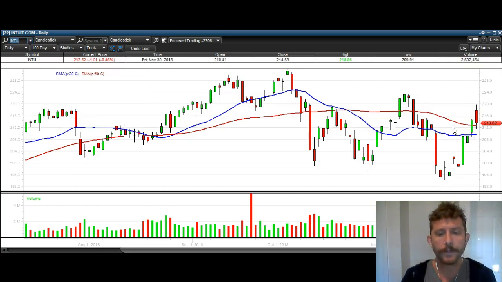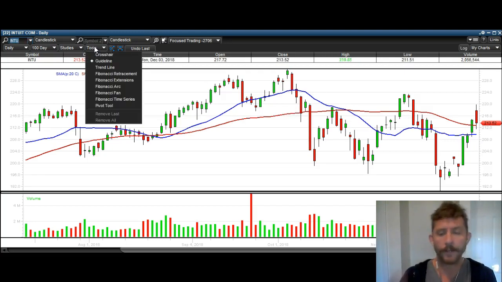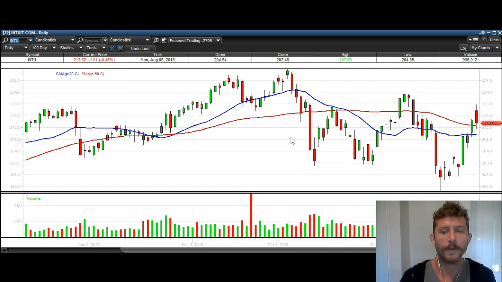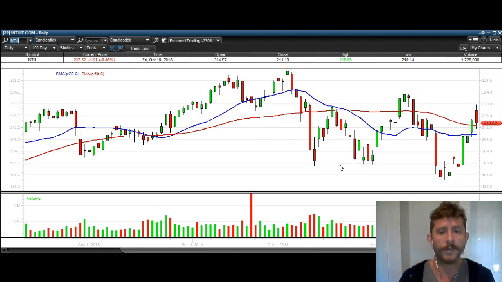INTU had a very, very nice setup. This is my favorite setup. Not INTU specifically, but the strategy. And this is a false breakdown setup. Very easy to use. That's another reason why I love it, because it's so easy. So here's a false breakdown setup.